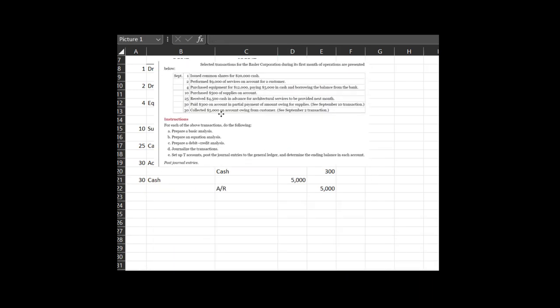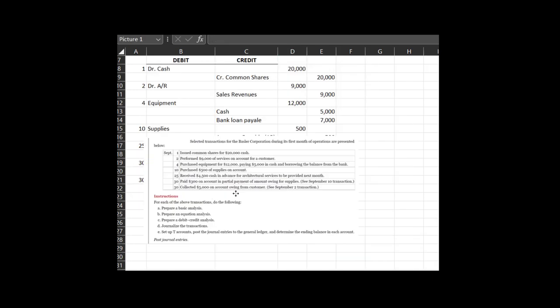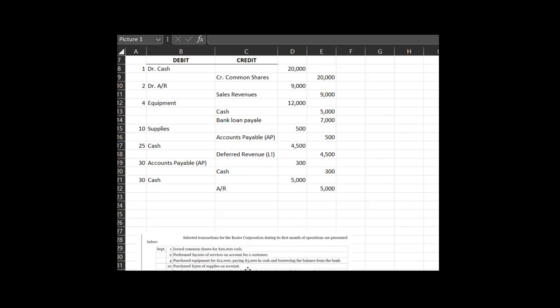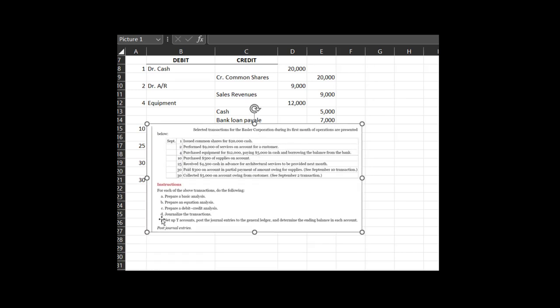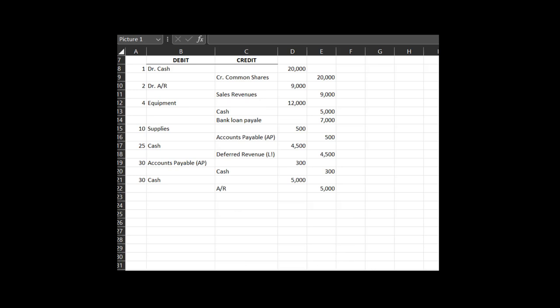All right, now I'm going to ditch this little transaction thing because I've journalized this, I've captured this, I've coded this. And now it is time for us to set up T accounts and post the journal entries and determine our ending balance in each. So as instructed, we will go do that next.